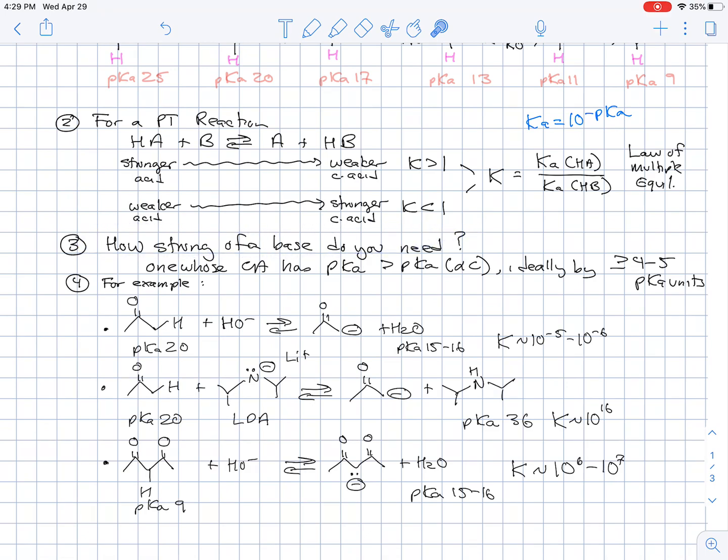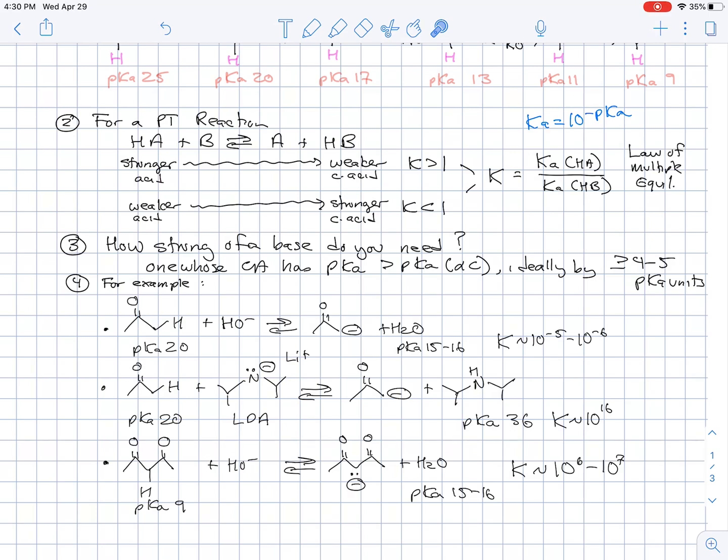So to answer the question, how strong of a base do you need? Kind of the glib answer is you need a base whose conjugate acid has a pKa that's greater than the pKa of the hydrogen on the alpha carbon. So in other words, the conjugate acid has to be weaker than the acid. And ideally, you want that to be by more than about 4 to 5 pKa units.